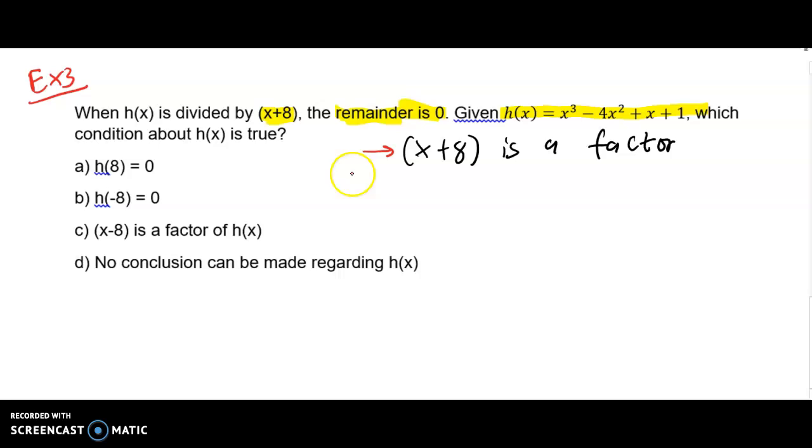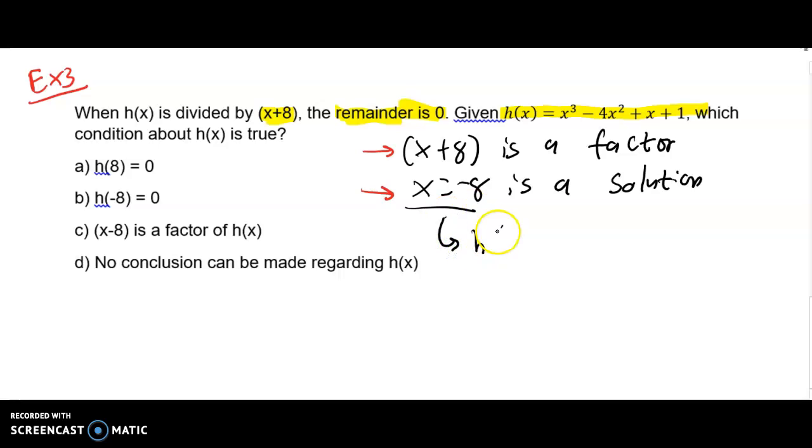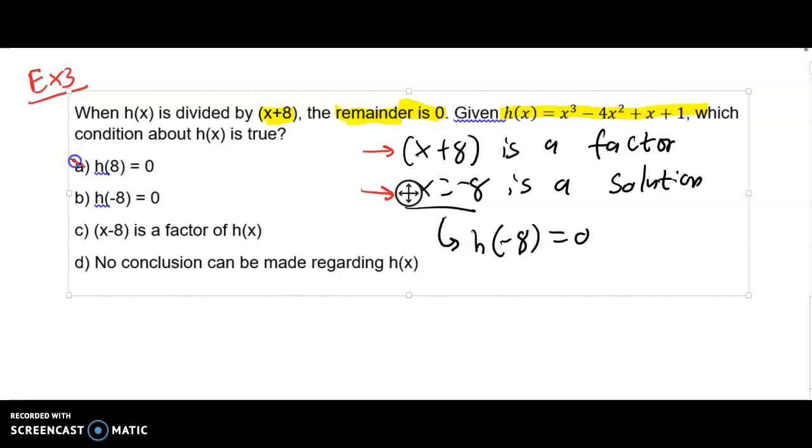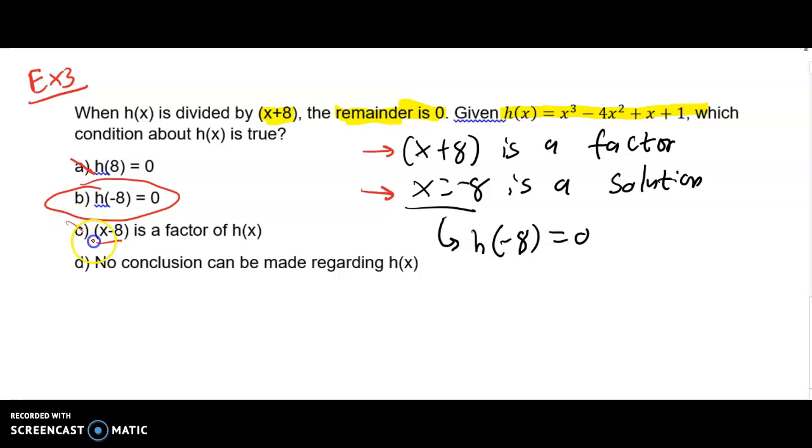We know that negative 8 is a solution, and if negative 8 is a solution, that means when I plug in negative 8, I'm going to get 0. So let's look at our answer choices. h of 8 is a trick answer. We've already written answer choice B, so that must be it. Let's check the others anyway. x minus 8, it didn't say anything about x minus 8, and no conclusion is very, very rarely the answer.